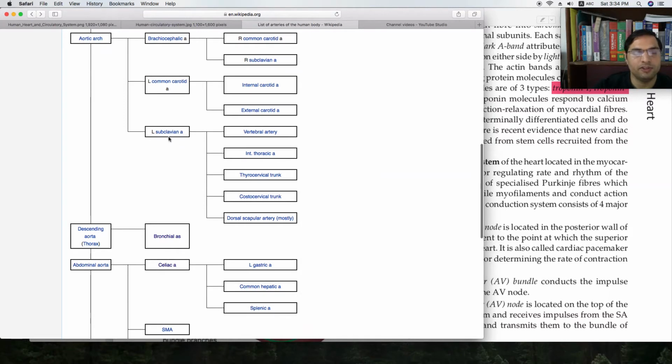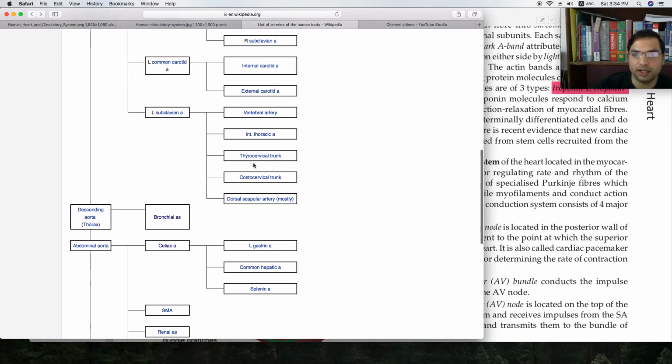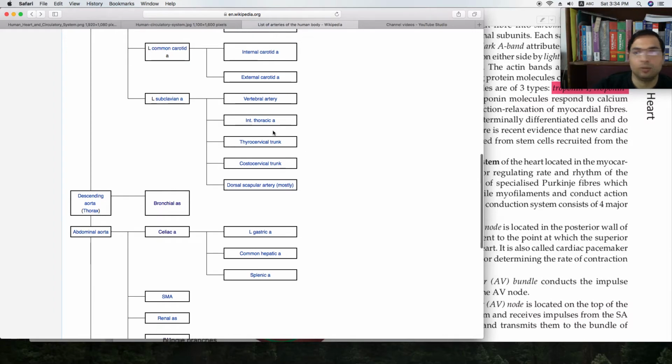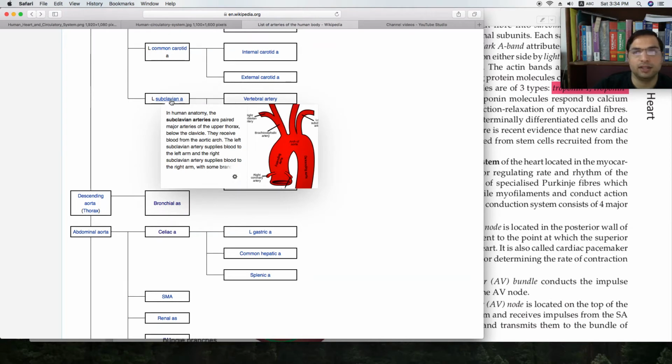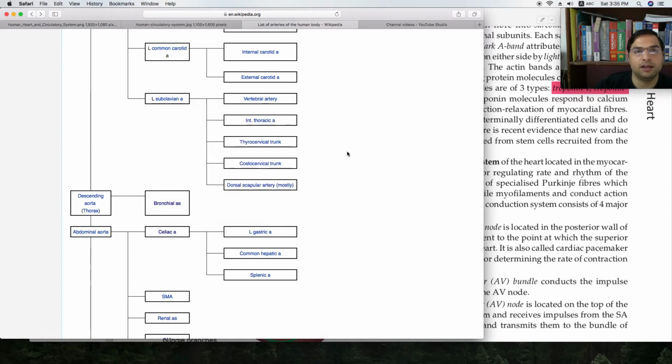right? Left subclavian or subclavian artery gives off other branches also. It gives one branch to the thorax, internal thoracic artery. It gives one branch to the cervical region, thyrocervical trunk, and it gives to the costocervical trunk, and it gives one branch to the scapular artery. However, these are not very important. What you should know that the subclavian artery goes into the hands, the left subclavian artery to the left hand and the right subclavian artery to the right hand, and it becomes the brachial artery, and after brachial artery becomes the cephalic artery, and then it becomes the radial artery, and then radial and ulnar artery. So radial and ulnar arteries are important.